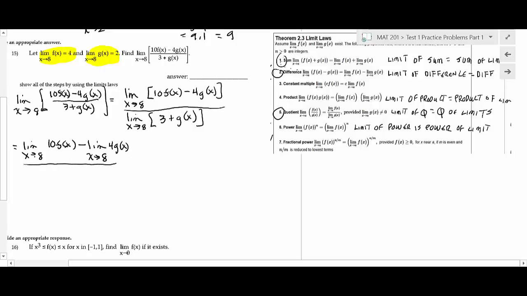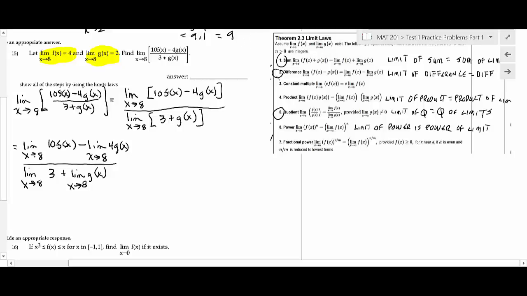I know the limit of a sum is the sum of the limits. So I write this as the limit as x goes to 8 of 3 plus the limit as x goes to 8 of x. Okay, so we got that.